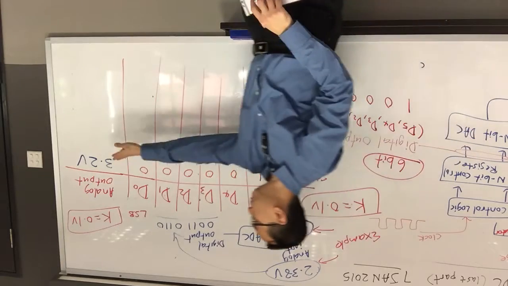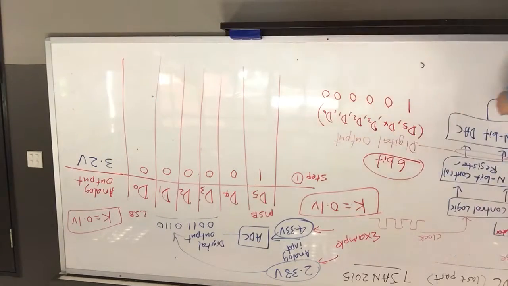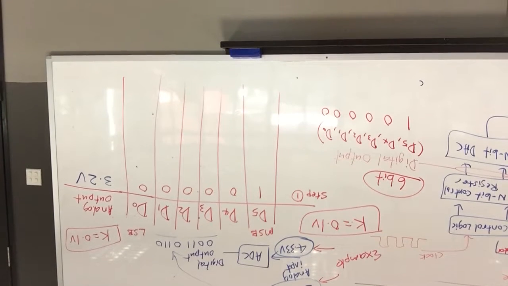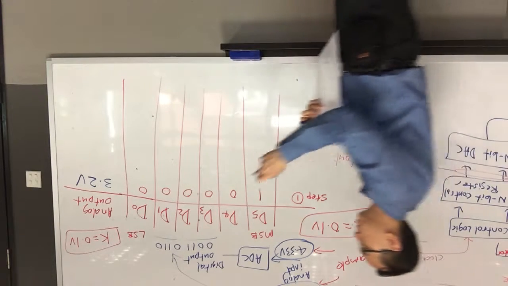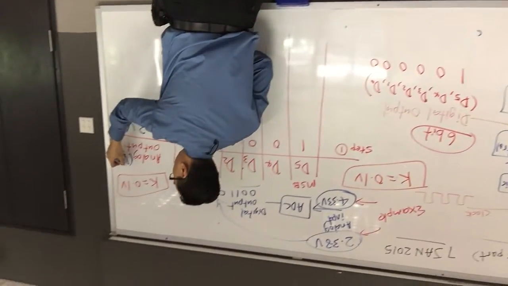Okay, now ask yourself, 3.2 volt is actually coming out from here. 3.2 volt, right? You understand? It comes out from here, it comes to here. So that means this one is my VAX.